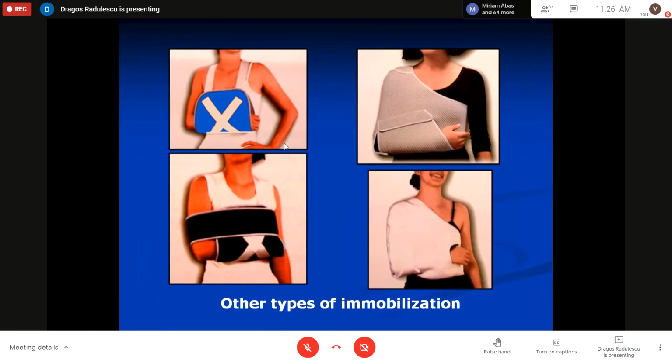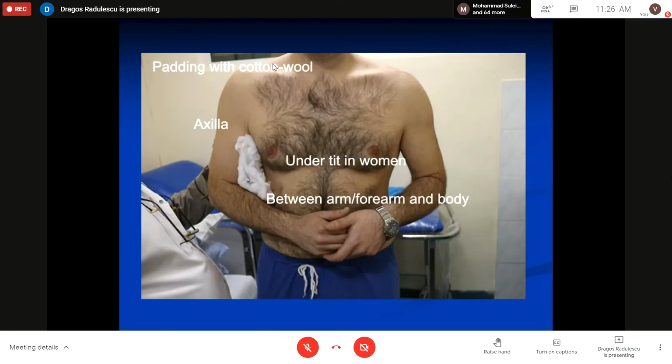Now, there are certain types of Dessau bandage, but the one we use is with bandages. So you have the patient either standing or sitting on the bed. The arm itself is placed in adduction and internal rotation, as you can see. The first thing you need to do is protect the skin, because you will need to immobilize the arm for a long duration of time. You need to be certain that there are no skin lesions whilst the arm is immobilized.